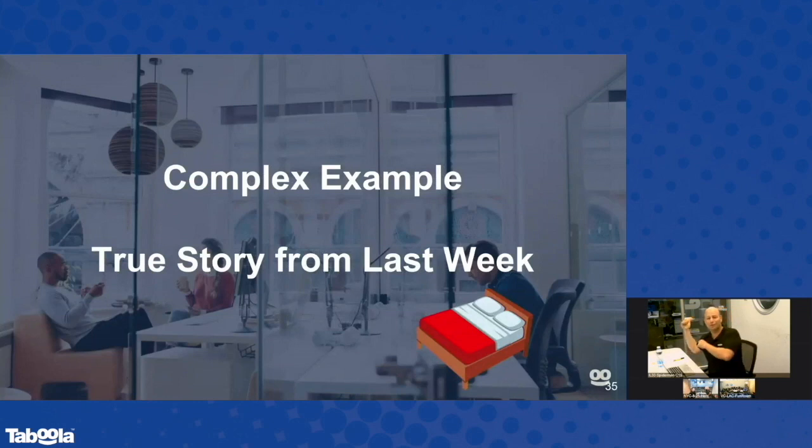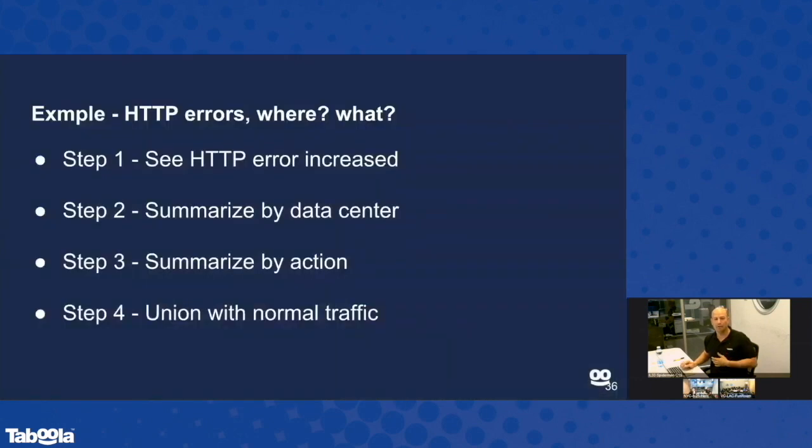So the true story from last week was actually about the front page. What happened? I saw HTTP errors increase, and I summarized by data center. I wanted to find which action is causing the problem, and then I added a union with the normal traffic because I wanted to see if the problem happened because of heavy traffic. Okay?